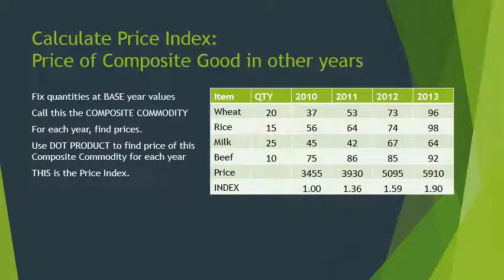Now the prices of these 4 goods in 2010 were $37 per ton for wheat, $56 per ton for rice, $45 per ton for milk, and $75 per ton for beef. So now the total price of this composite commodity in the first year, 2010, will be just the sum product of the first column and the second column, and this is listed as 3,455.